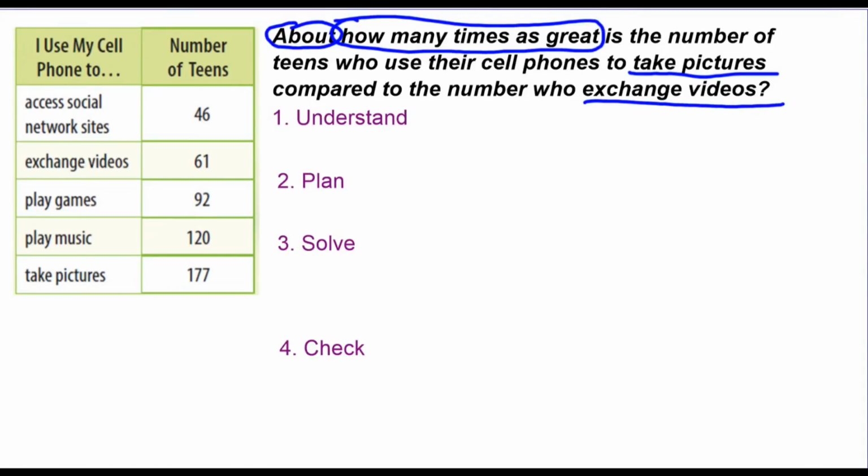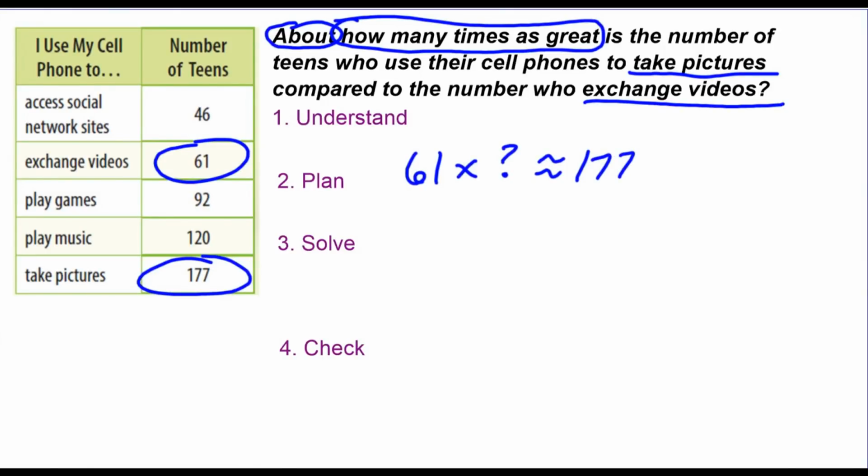So now that's the only relevant information I'm looking for in the table. So taking pictures right here and exchange videos right here. So really now my plan is, how many times bigger is the taking pictures category compared to the exchanging videos category? So I'm thinking in my plan, 61 times what is going to give me about 177. So that's what I'm thinking in my head. How many times bigger is 177 than 61? So again, we're not looking for an exact answer, so we're looking for an estimate.